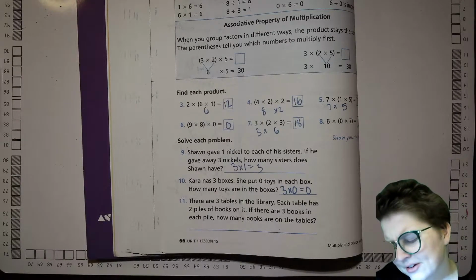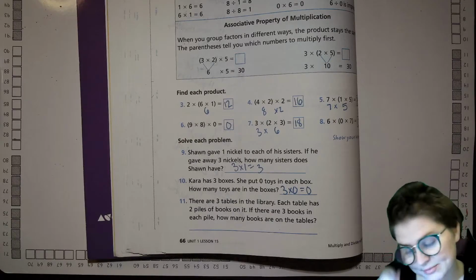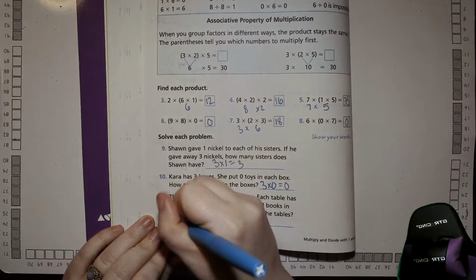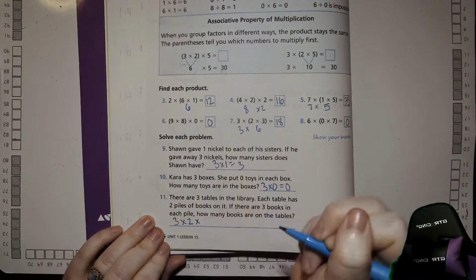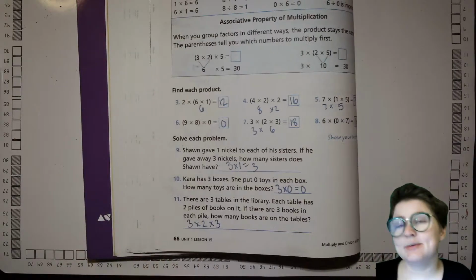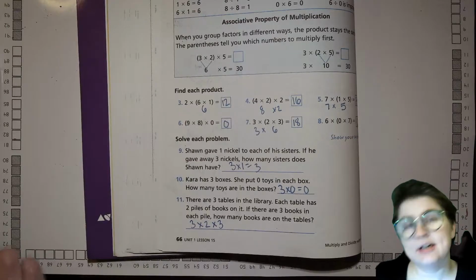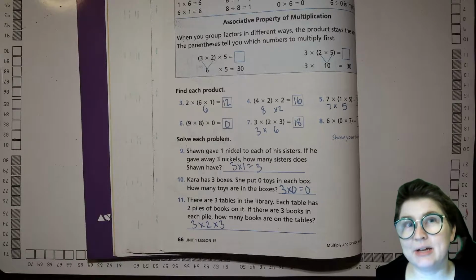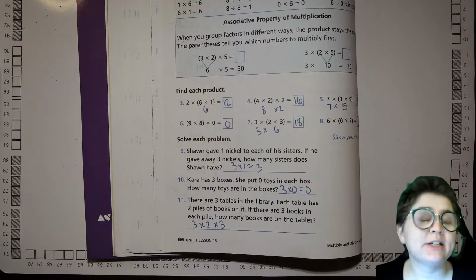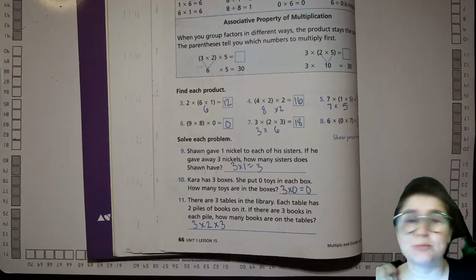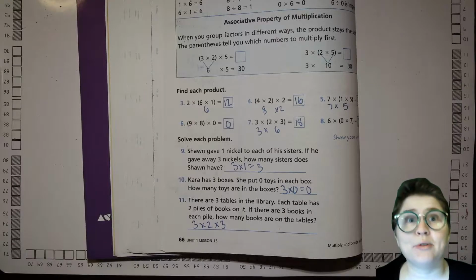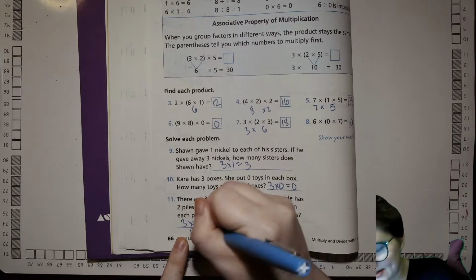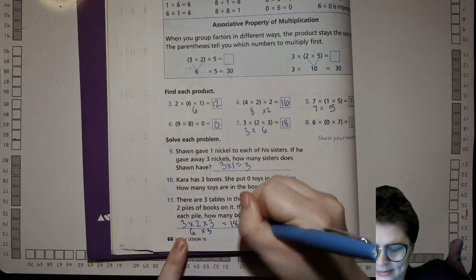Number 11. There are 3 tables in the library. Each table has 2 piles of books on it. If there are 3 books in each pile, how many books are on the tables? So that is 3 times 2 times 3. You can decide what to do first because in the order of operations, it's all multiplication, so there's nothing demanding to be done first. Because of the commutative property, it doesn't really matter which one you do first. I like to just go from left to right like I'm reading if there's no parentheses anywhere. So 3 times 2 is 6 times 3 is 18 books.